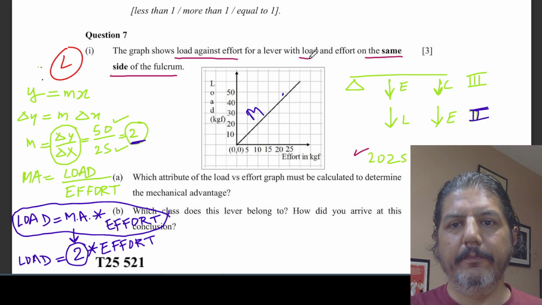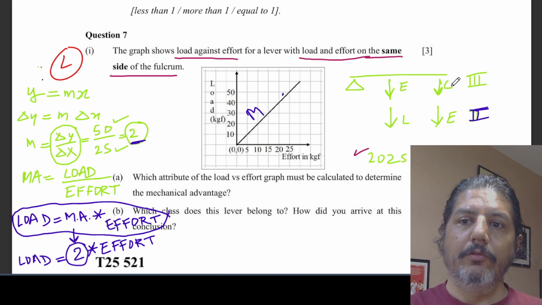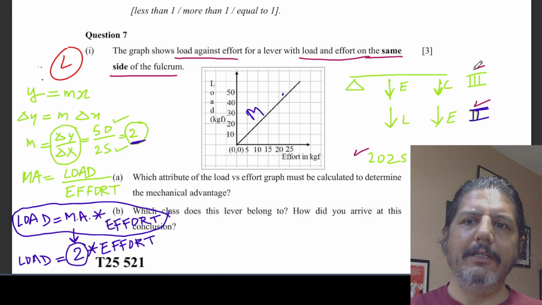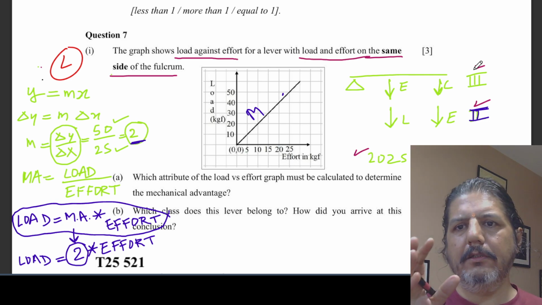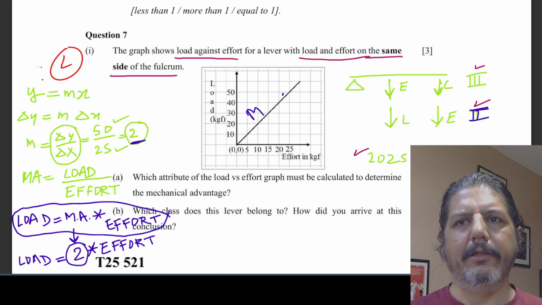So this is the first important thing that we need to underline: load and effort on the same side of the fulcrum. So either it can be case 3 or case 2, because in both case 2 and case 3 of these lever diagrams, the load and effort are on the same side of the fulcrum.